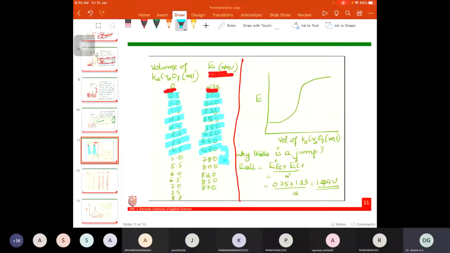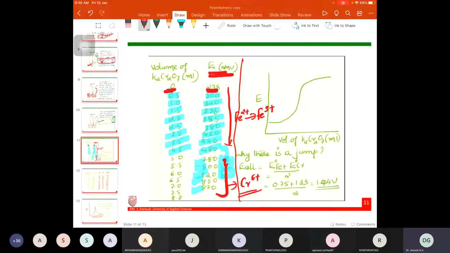But are you stopping the addition of potassium dichromate? No, sir. You keep on adding potassium dichromate. Again, potential will increase, right? As per our theory, it is increasing, 780 to 800, 820, 850, 870 like that. Clear? Any doubt? So from here to here, the increase is due to Fe2 plus conversion to Fe3 plus, right? From here to here, the increase is due to addition of more Cr6 plus.